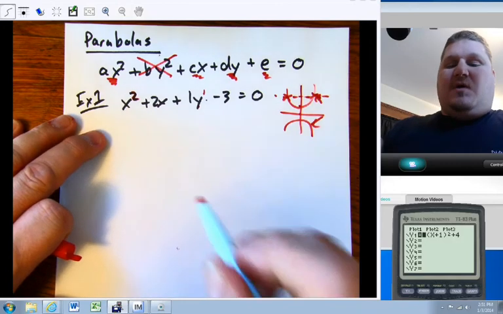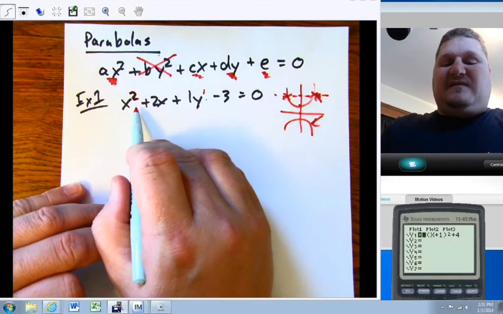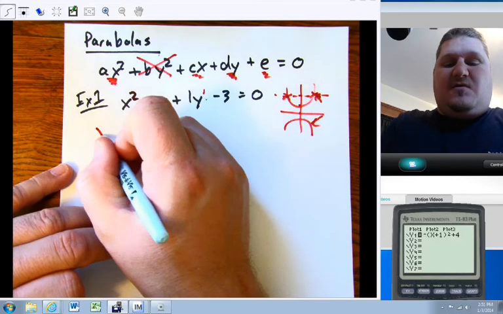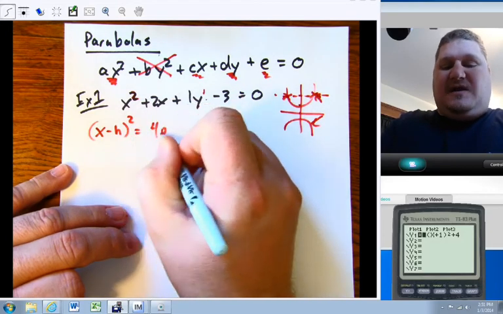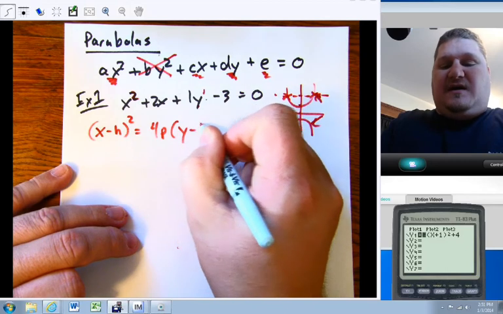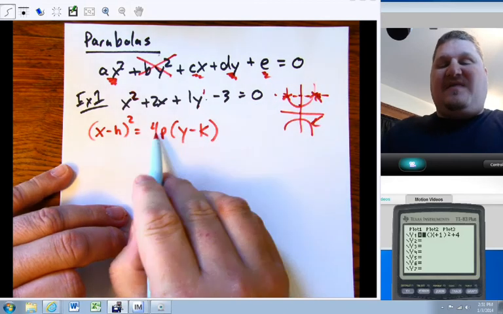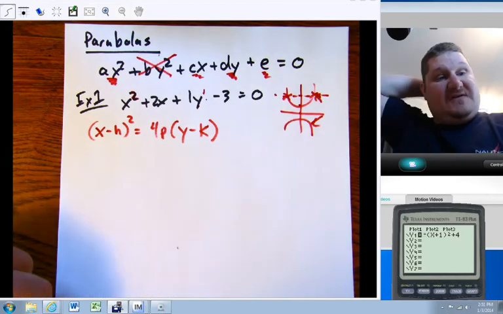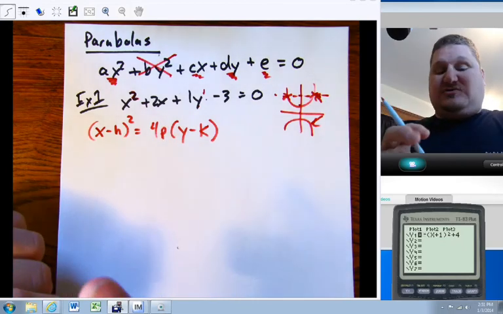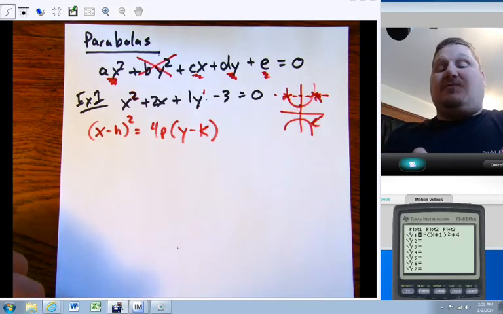So what we need to do at this point is get this into the standard form we know. x minus h, the quantity squared, equals 4p times the quantity y minus k. That's what we're aiming for. To turn this into this, we're going to have to complete the square. That was the whole point of our completing the square mini lesson.